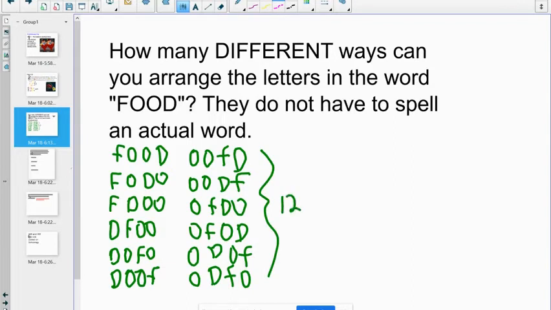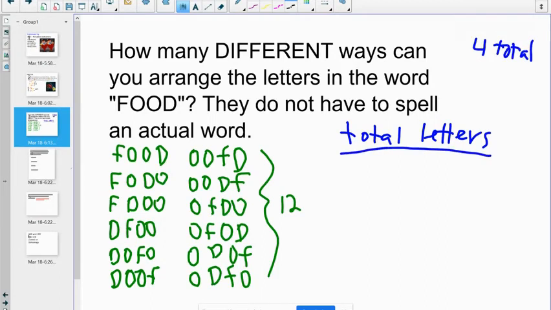This was just one way you can count them all off, by listing them off. But when we're dealing with words that have more than 4 or 5 letters, you're not going to want to list them all off. So we're going to do this instead. You're going to take your total letters, and in this case, I'm going to write it up here, we had 4 total letters. 4 total.